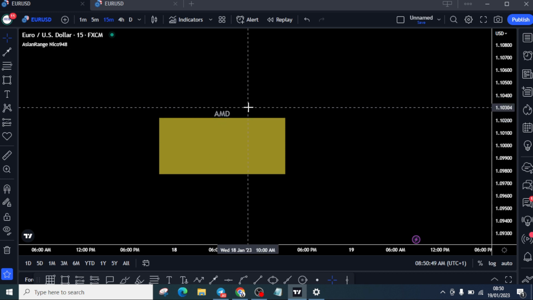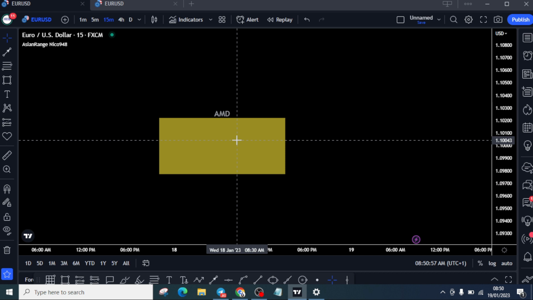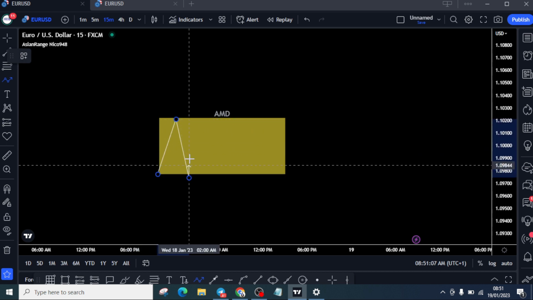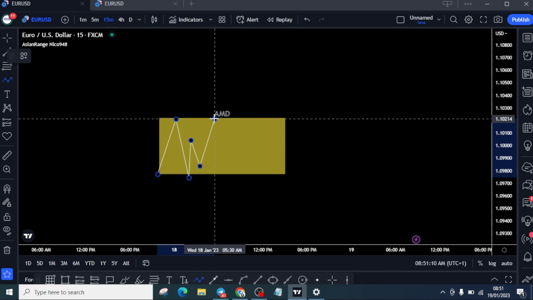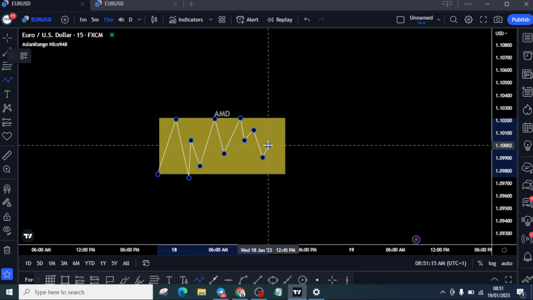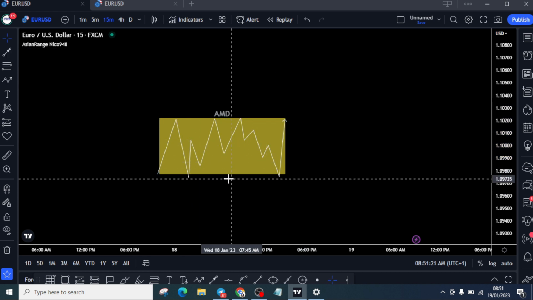Now, I know most of you might have heard about this several times, right? But I want you to listen to this. This is what we are going to call the accumulation phase. So as a result, we're going to draw this. So this is the Asian session, right? Because this is the characteristic of the Asian session. It's characterized by a whole lot of accumulation. All right. So now we have the Asian session.